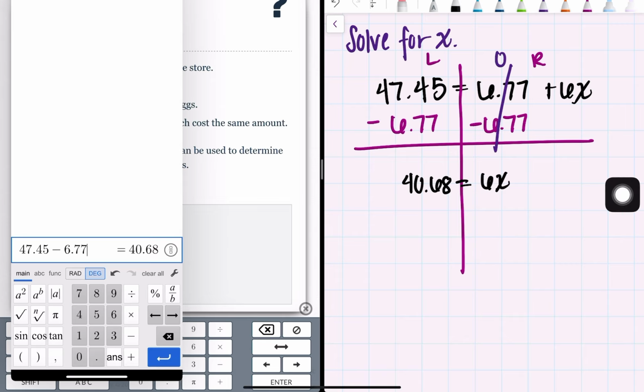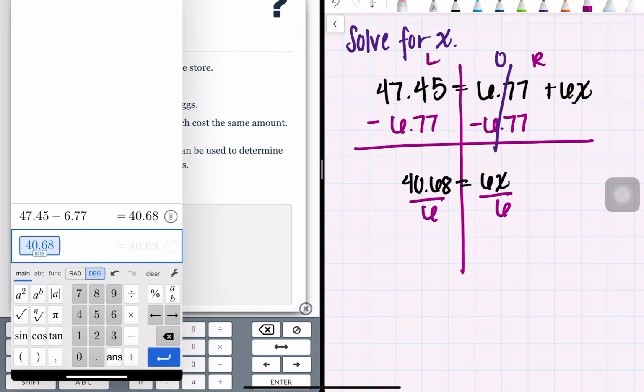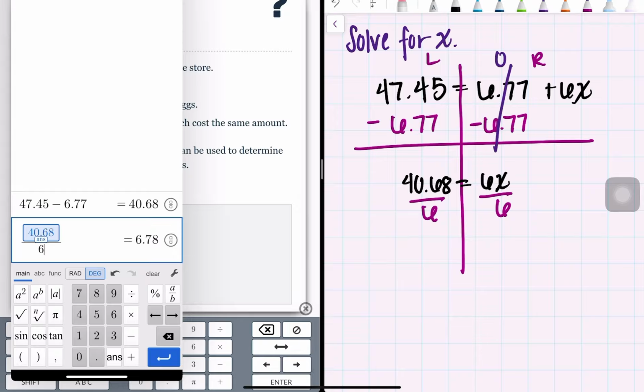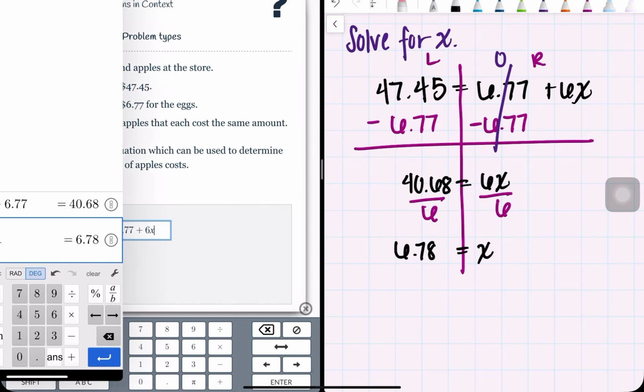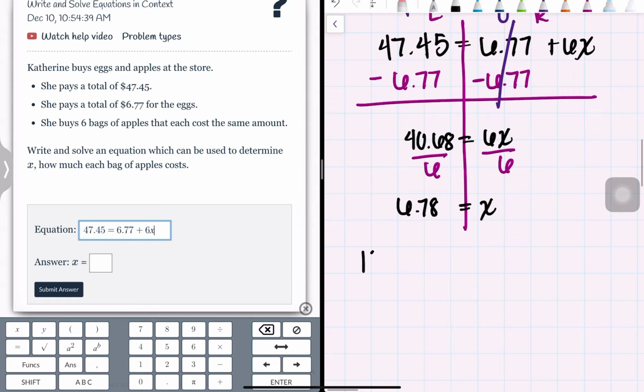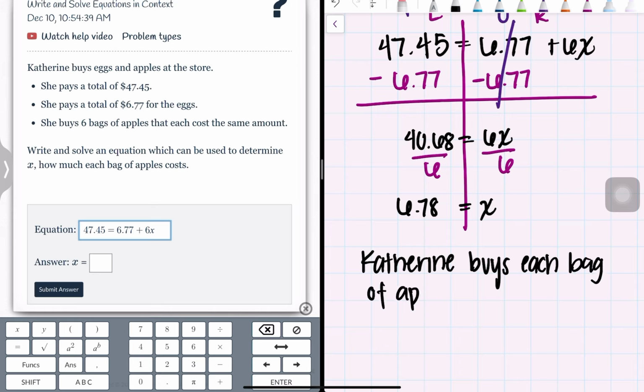Now, between the 6 and the x, once again, that's multiplying. So the inverse of that is division. Let's divide by 6. And that gives us $6.78 per bag of apples. So in this case, Catherine buys each bag of apples for $6.78.